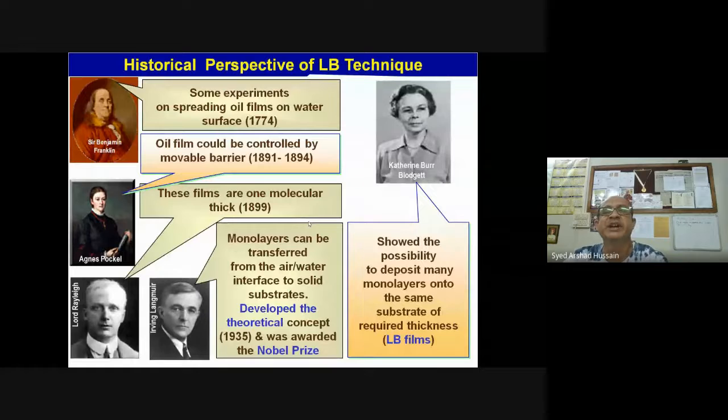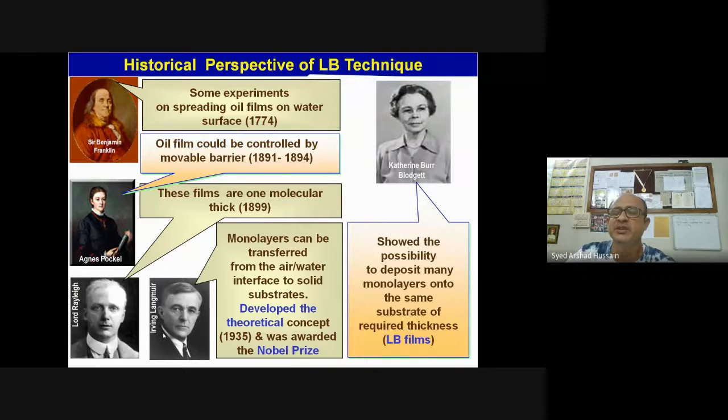Rayleigh actually gives the idea about the thickness of the oil film. Pockels tried to control this film using a barrier. Then this man, Irving Langmuir, did a lot of experiments. Following these oil experiments on the water surface, she extended them with other materials.